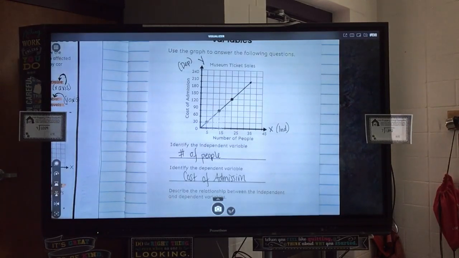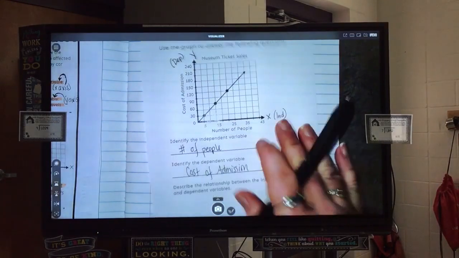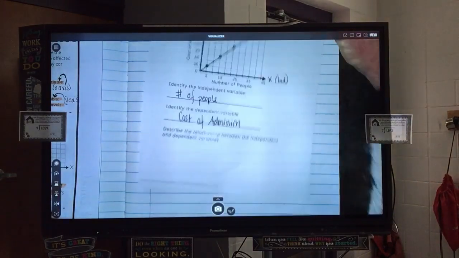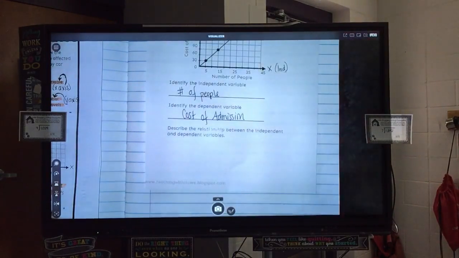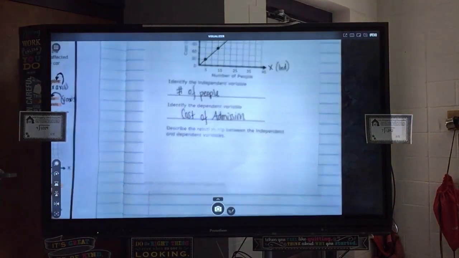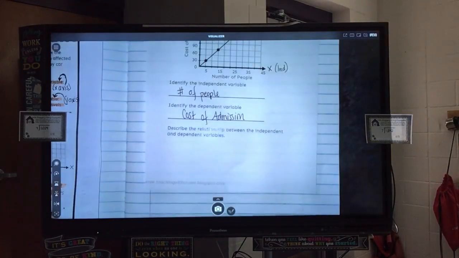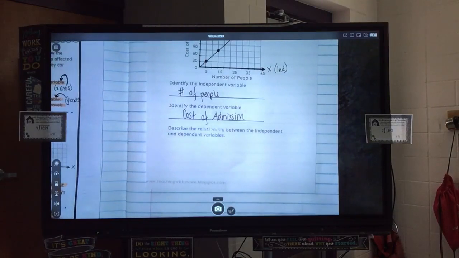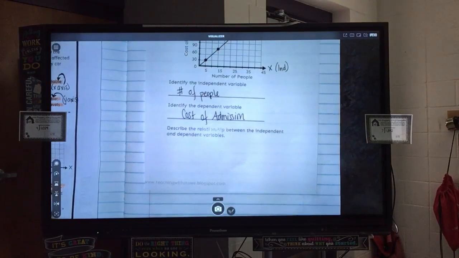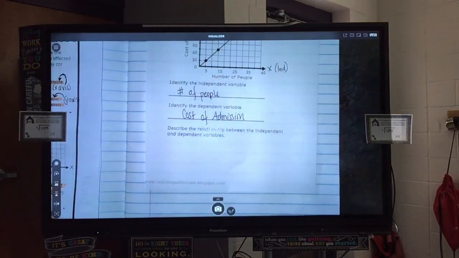Does that make sense? Alright, so then obviously this bottom part down here says describe the relationship between the independent variable and the dependent variable. So what's the relationship? Someone tell me what they wrote. Hunter? I said the number of people depend on the cost of admission for the museum ticket sales. Are you sure?